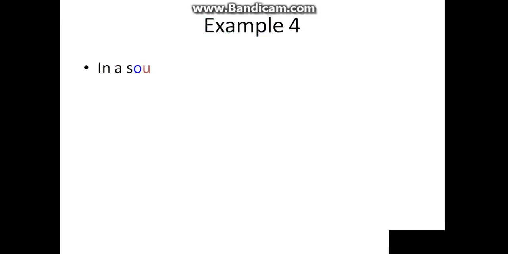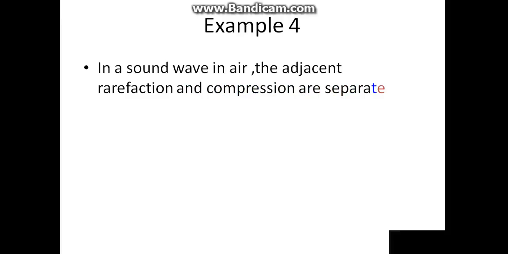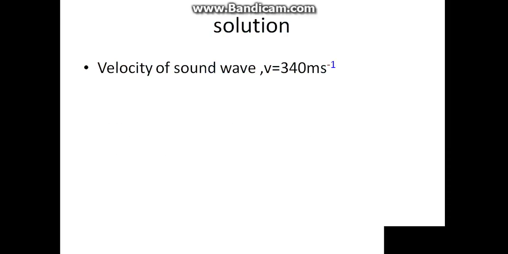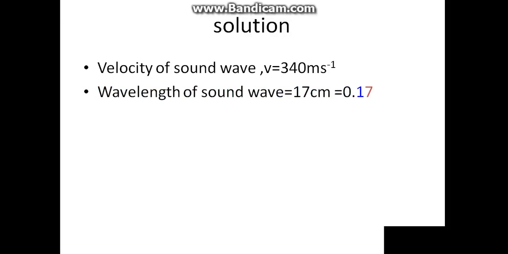Example 4. In a sound wave in air, the adjacent rarefaction and compression are separated a distance of 17 cm. If the velocity of the sound wave is 340 meters per second, determine the frequency. Solution. Velocity of sound wave V is equal to 340 meters per second. Wavelength of sound wave equals 17 cm, which is equal to 0.17 meters. Frequency of sound wave F is unknown.